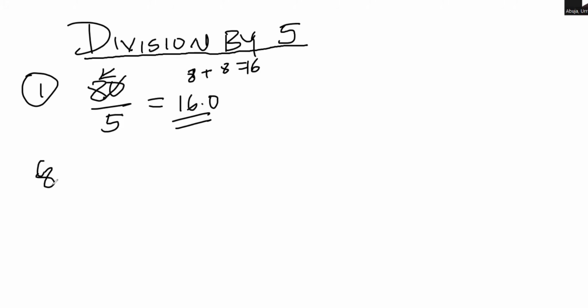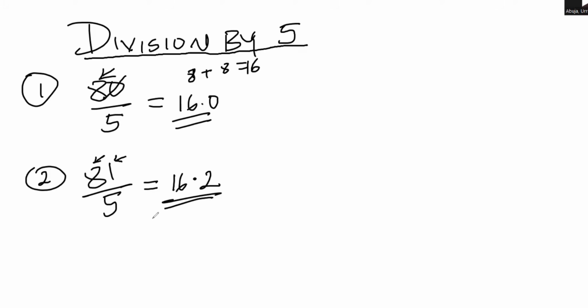Now the second one, number 2, is 81 divided by 5. For 81 divided by 5, all we need to do is divide this first one, right? Now 1 cannot divide 5. If you've watched my video before, I did this particular 1 divided by 5 and we got 0.2, right? Meaning, since 1 cannot divide 5, all we need to do is add 1 to itself. We get 0.2. Good. And we repeat the same thing for 8. 8 plus 8 is 16. So we have 16.2 as our answer.